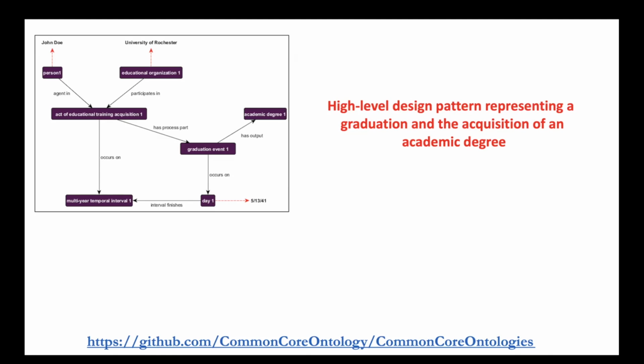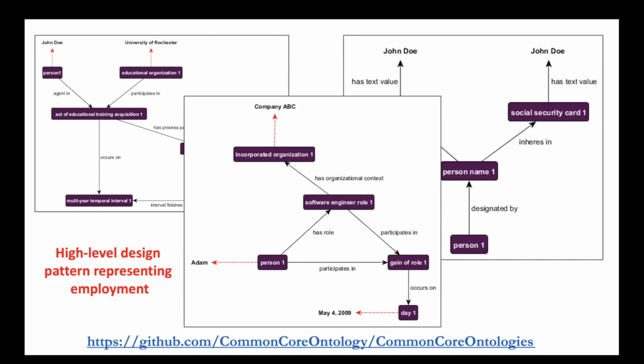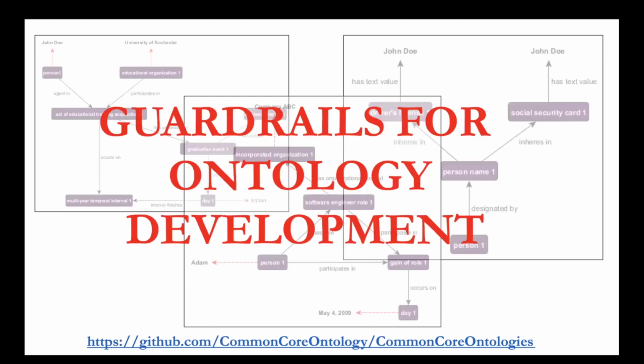Here's a design pattern representing graduation and the acquisition of an academic degree in the Common Core. Here's one representing credentials, social security numbers, driver's licenses. Here's one representing deployment, or here's one representing employment for a software engineering role. Again, guardrails for ontology development.